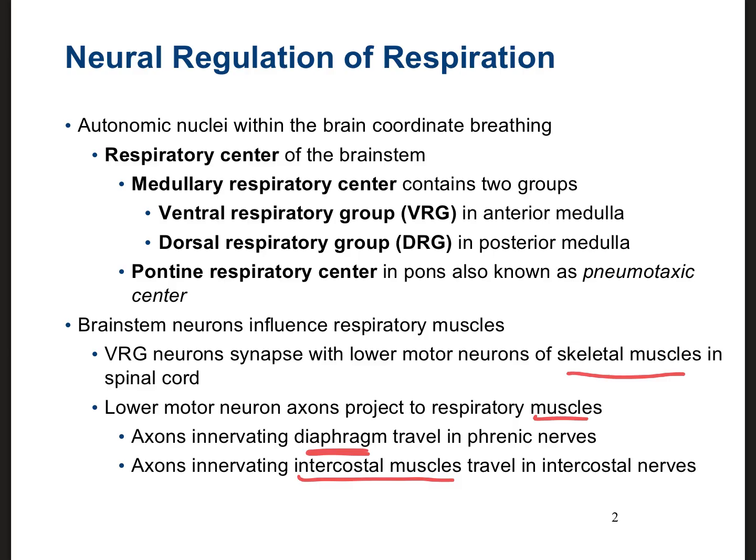What are the two main muscles of respiration? The diaphragm and the intercostal muscles. Those are the ones that will open up the chest.